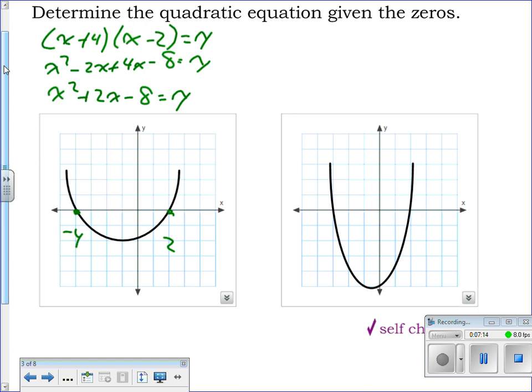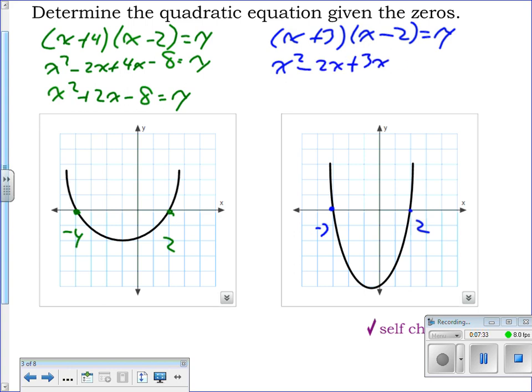Same thing on the next one. Find my zeros. This one's negative 3. This one's positive 2. So I have (x + 3)(x - 2) is equal to y. Foil it out. x squared minus 2x plus 3x minus 6 is equal to y. Combine up like terms. x squared plus x minus 6 is equal to y. And that's what you should get.